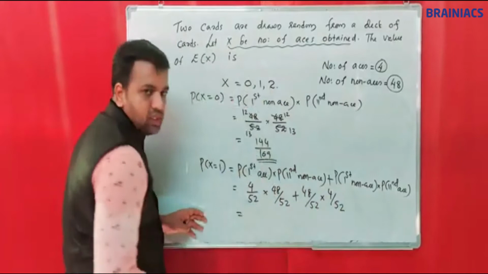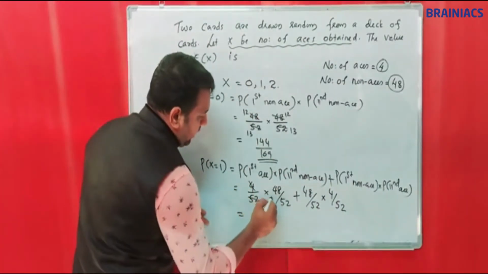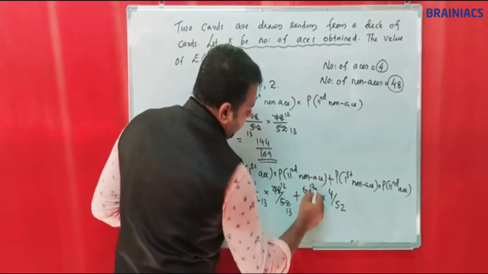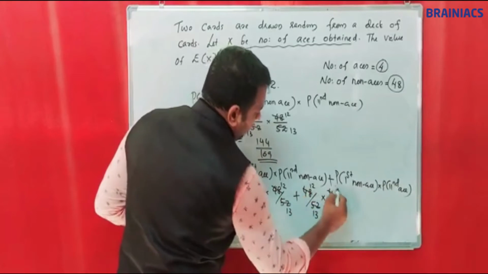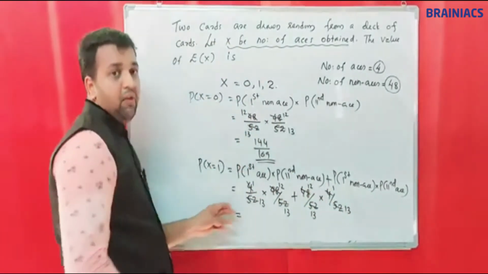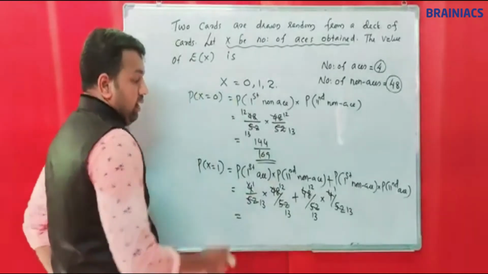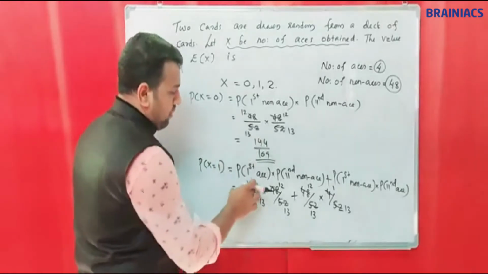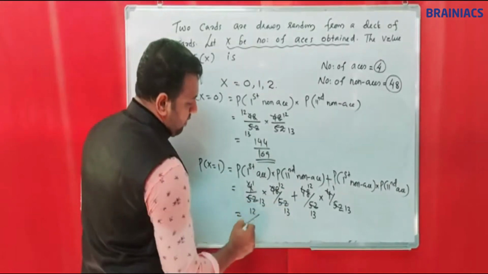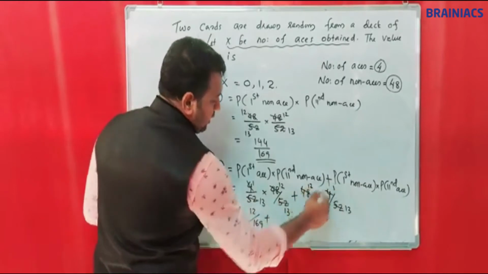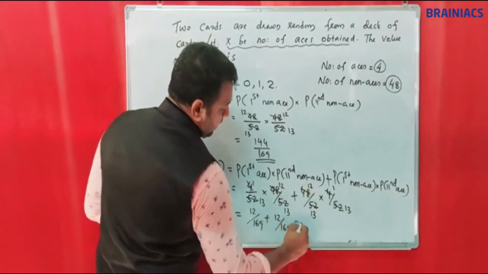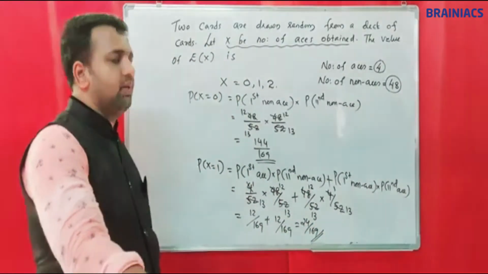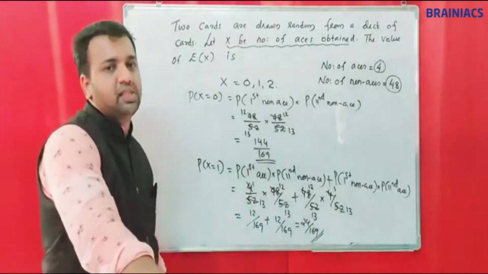So 4 by 52 means 1 by 13, and 12 by 13; again 12 by 13 and 1 by 13. Division by 4 holds in all cases. So 1 by 13 into 12 by 13 is 12 by 169. Again 12 by 169. So the answer is 24 by 169. P of x is equal to 1 is 24 by 169.